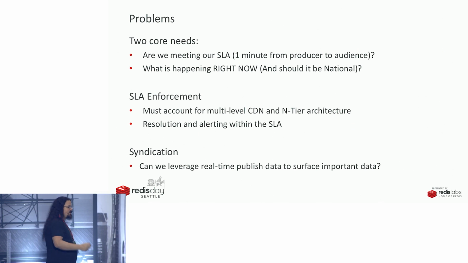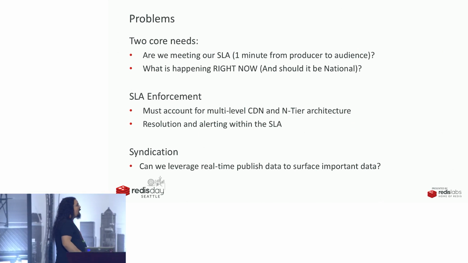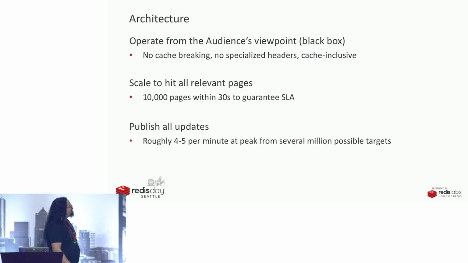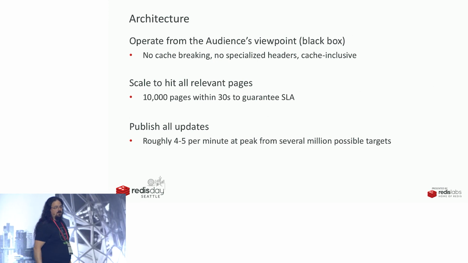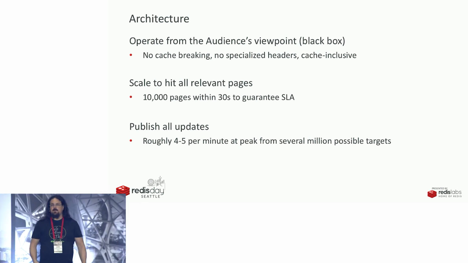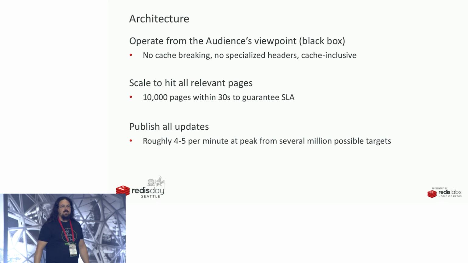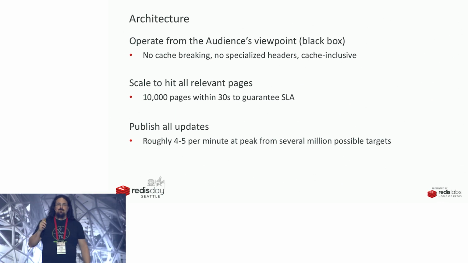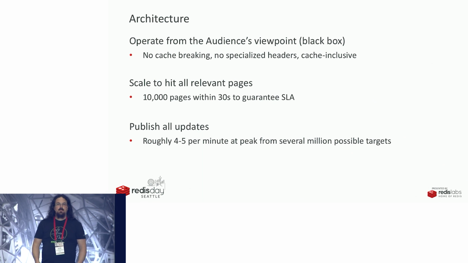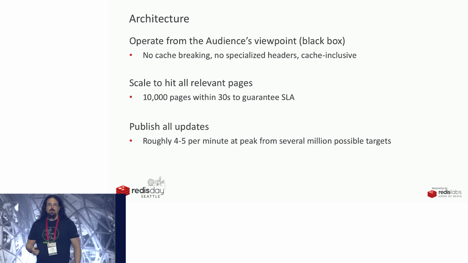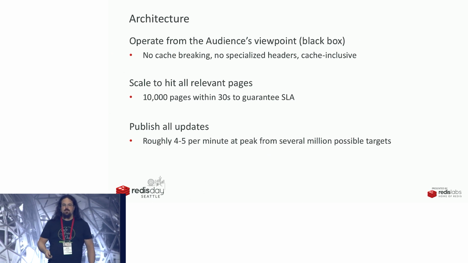So what we tried to do is to build a monitor. The monitor, from an audience viewpoint, can't be a cache breaker. It has to look at things the way our audience does. It has to have nothing special about it. It's got to act as if it's an audience member, which means we can't make it break cache. We're not trying to say, did we try to publish? We're trying to say, did we accomplish it? Did our audiences actually receive the content we produced?